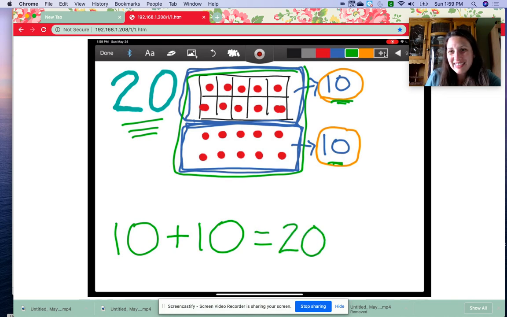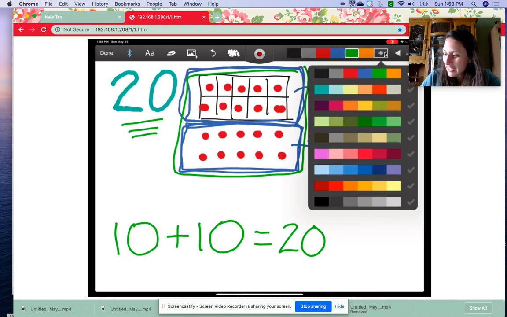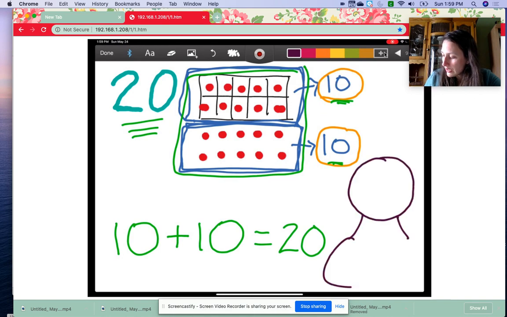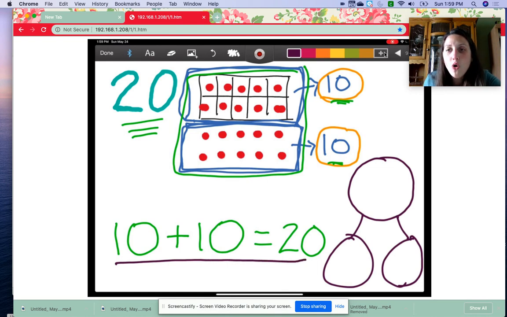One thing left. Let's make our number bond. So the first thing I need to do is draw my circles for my number bond. I need a big circle at the top, 2 little circles at the bottom. And now I can add in my numbers. Which number is my whole number, my big number? You think it's 10, 10, or 20? If you said 20, you're right. That's my big number. That's my whole number.